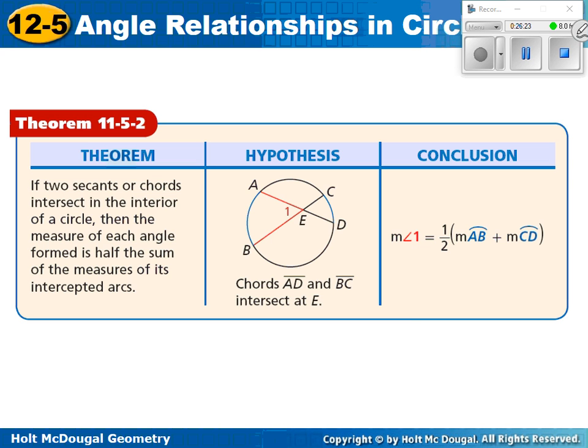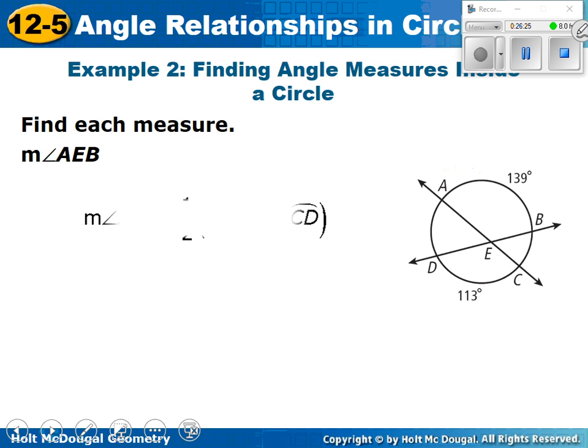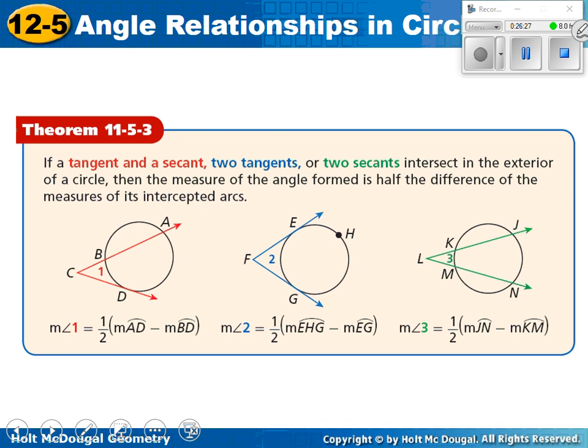Last theorem for today is what happens when the angles are outside the circle. So they're not at the center, they're not on the circle, they're not inside the circle, but they're outside the circle. So number 14. If you have a circle and the angle formed is outside the circle, I'm going to call this angle 1.